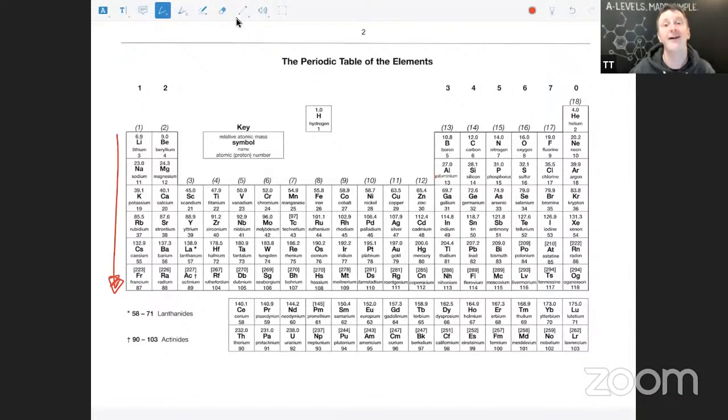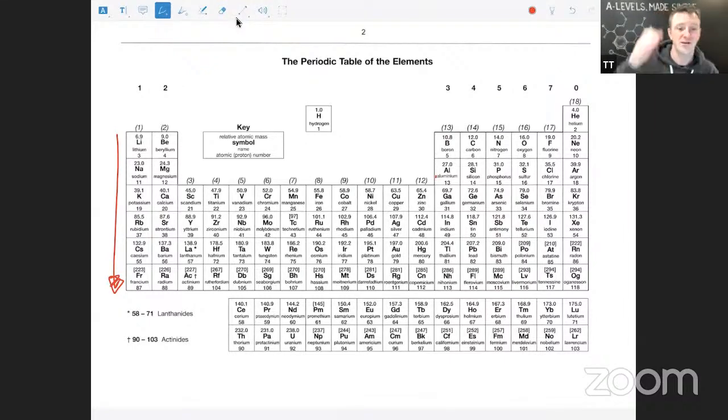Let's link it to A-level now. Reactivity is a bit of a dirty term, isn't it? We need to talk in terms of redox. So what happens to metals when they react? They lose an electron, so therefore they are being... Good, they're being oxidized.